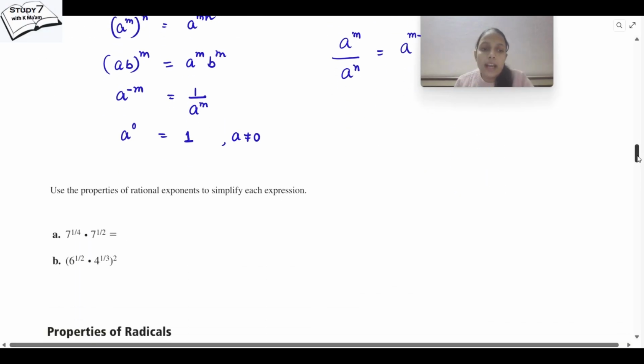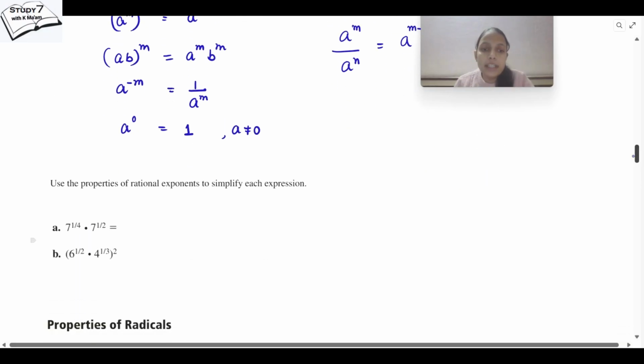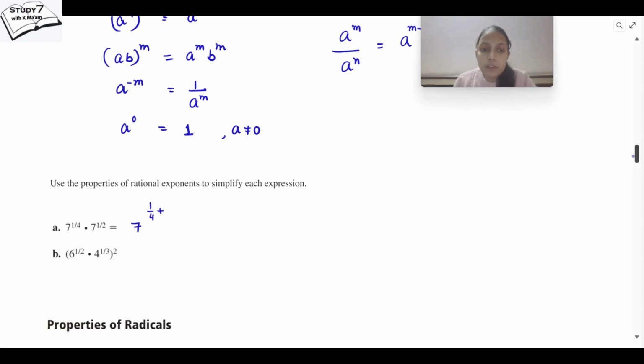Alright, we have to use the properties to solve this. 7 to the power 1 by 4 into 7 to the power 1 by 2. Both bases are the same, so the powers will add. 7 to the power 1 by 4 plus 1 by 2. If you solve, 4 is the common denominator. 1 plus 2, so it is 7 to the power 3 by 4.